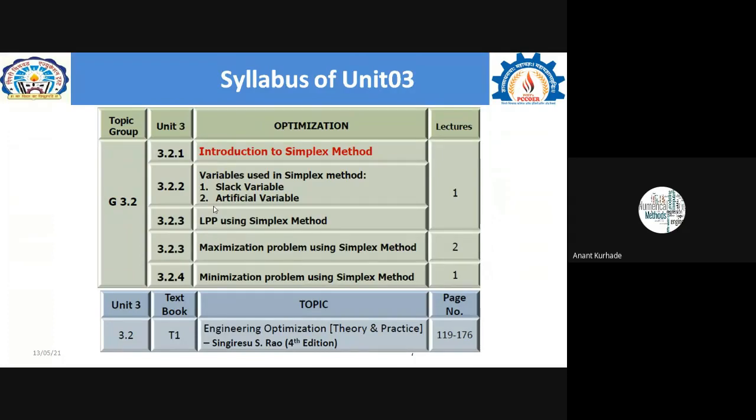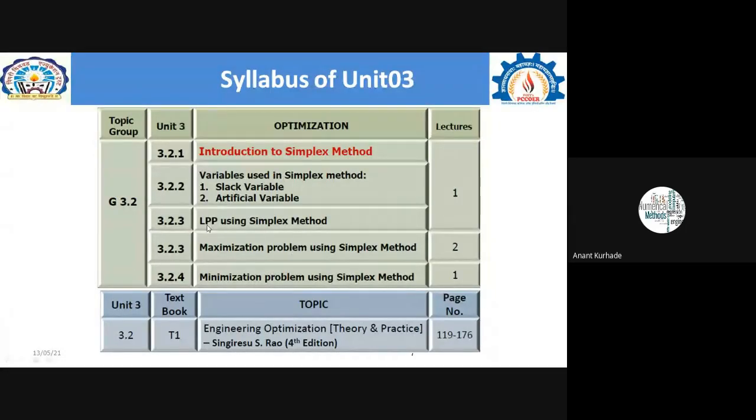Remember these two things. You can write these two things somewhere. First, when the constraints have less than or equal to inequality, then we have to use only slack variables. And when the constraints have greater than or equal to, then we have to use slack variables and artificial variables. Remember these two variables, slack variables and artificial variables.